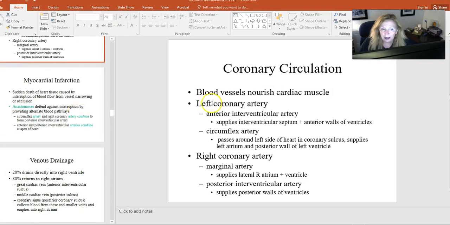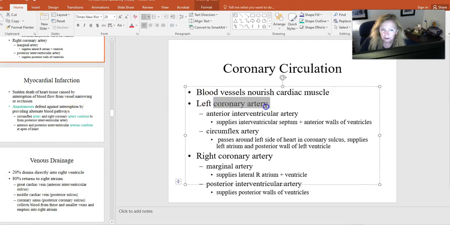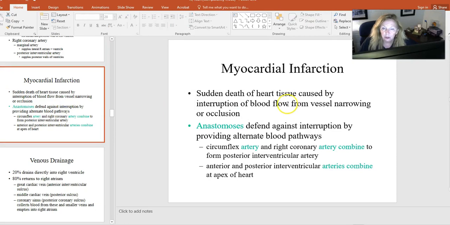If blood supply ever gets cut off to the heart, if the coronary arteries ever become occluded or blocked, then a myocardial infarction could happen, which is what people call a heart attack. An infarction is pathological death to a tissue because of lack of blood flow.